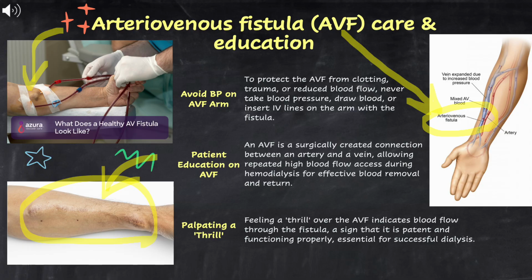access. Patients are taught to avoid carrying heavy objects or wearing tight items on that arm as well, to maintain good blood flow. A key assessment is checking the fistula daily for a palpable thrill, a buzzing vibration over the site, which indicates blood is flowing through the connection.